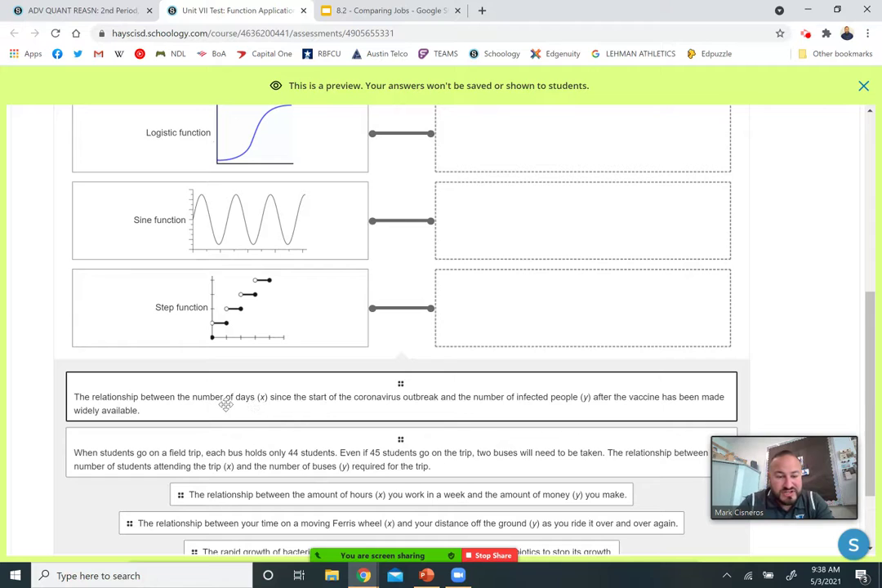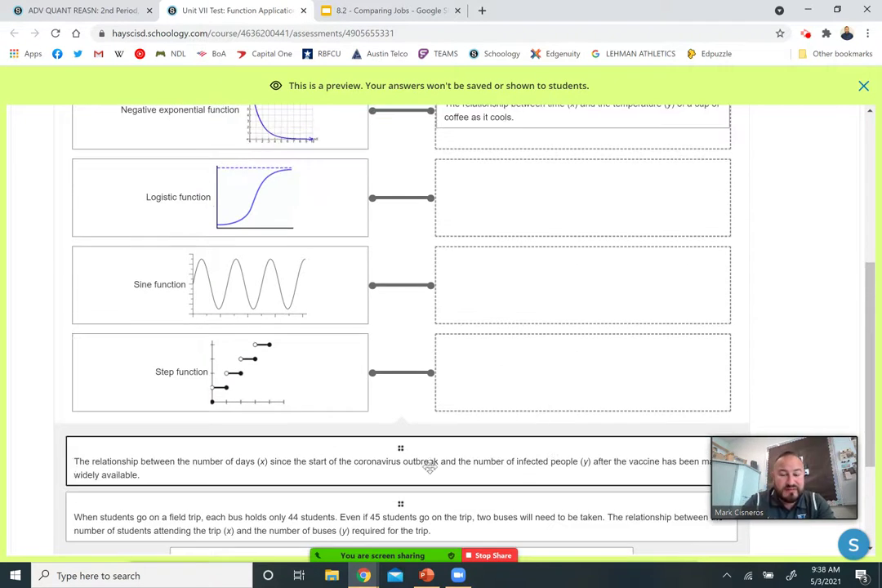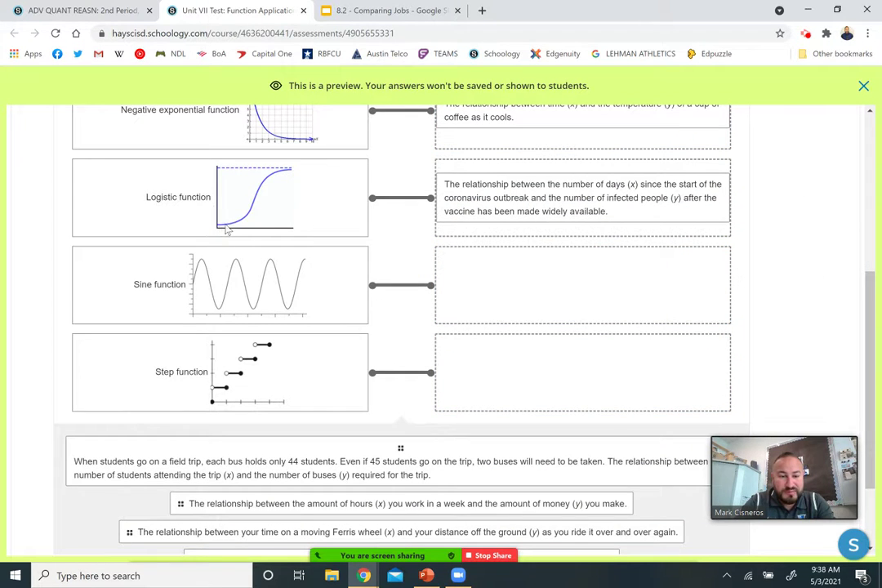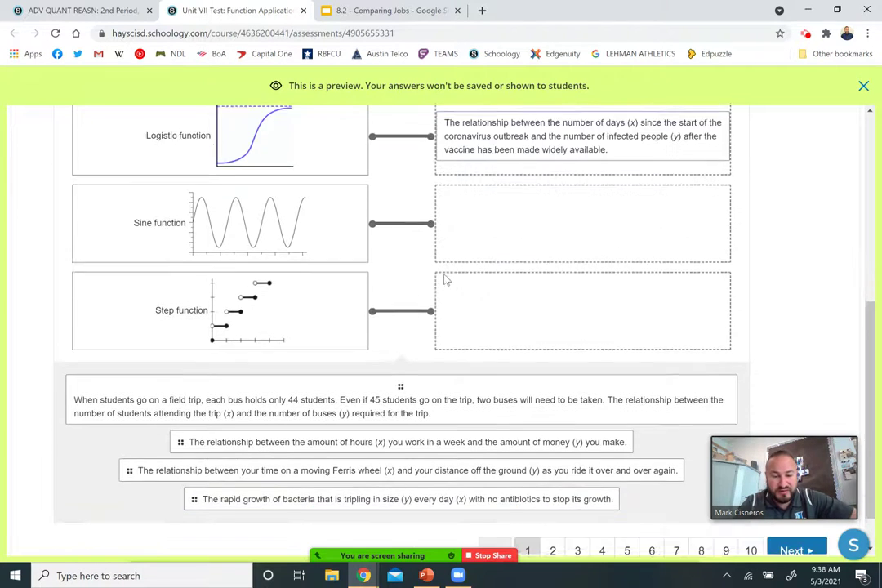The next one, the relationship between the number of days since the coronavirus outbreak and the number of infected people after the vaccine has been widely available. This is a logistic function. As we know, the coronavirus broke out exponentially, but eventually, once the vaccine is available, new infections are going to start to level off. So hopefully, we won't have very many as we start to approach herd immunity, as long as people are getting vaccinated.